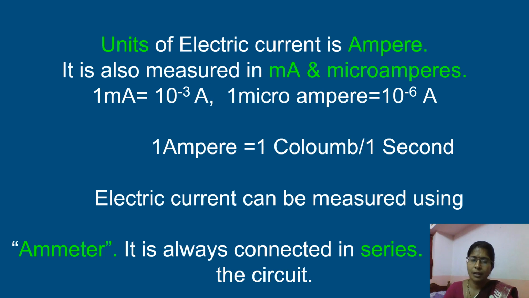So you have seen what an electric current is and how we can measure it using the formula I is equal to Q by T. Now, is there any device to find the electric current in a circuit? Yes, there is. That is the ammeter. Electric current can be measured using an ammeter, and this ammeter should always be connected in series in a circuit.